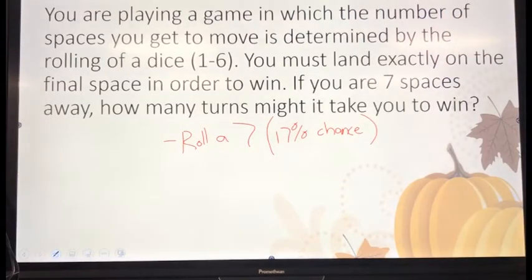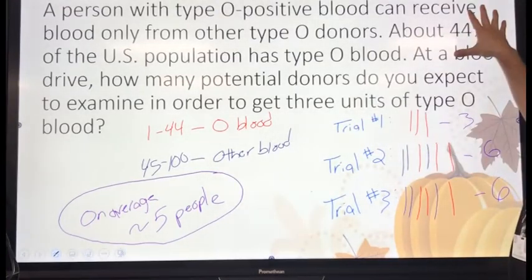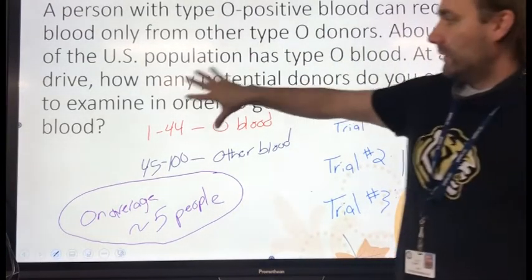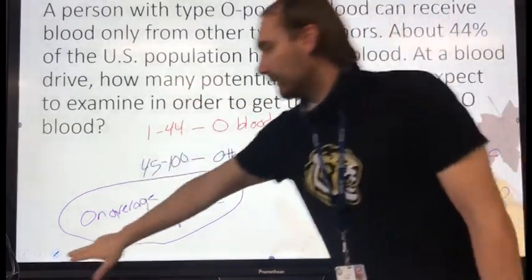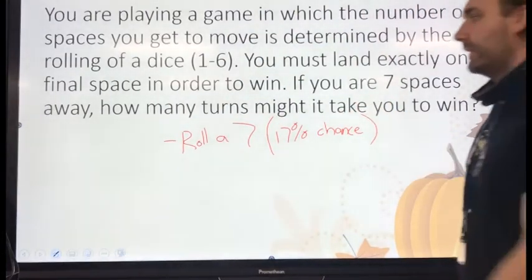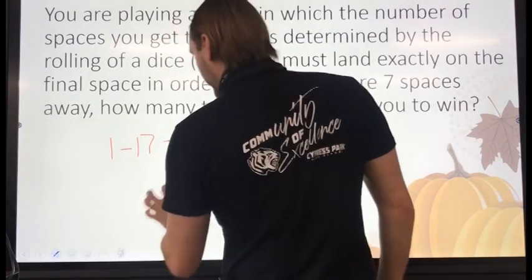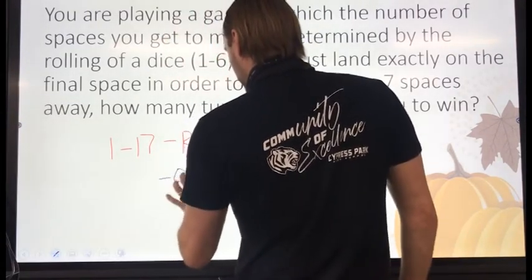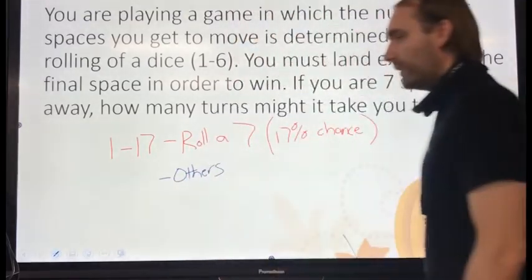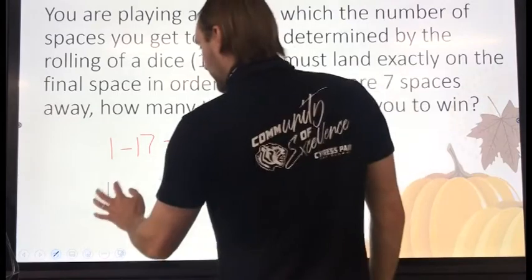So what numbers am I going to use? Notice in this last problem, 44% chance. My numbers were 1 to 44. With a 17% chance, my numbers are 1 to 17. And then all others is going to represent what numbers? 18 to 100.